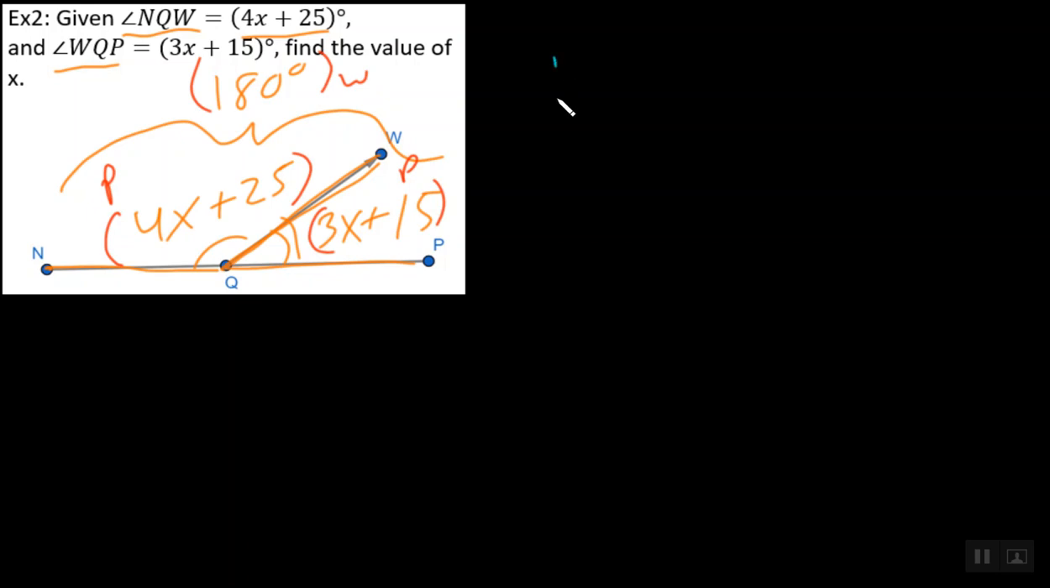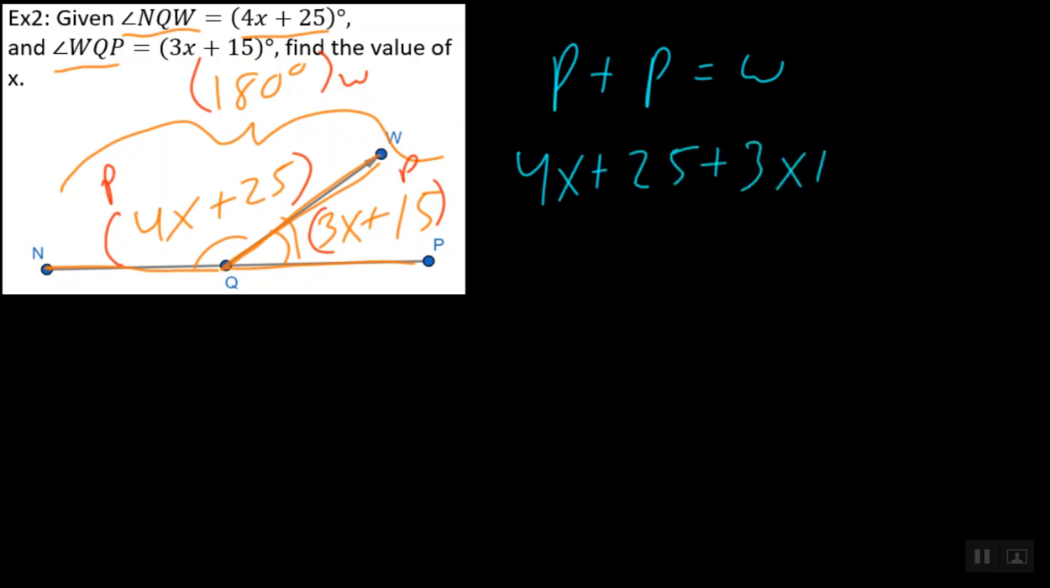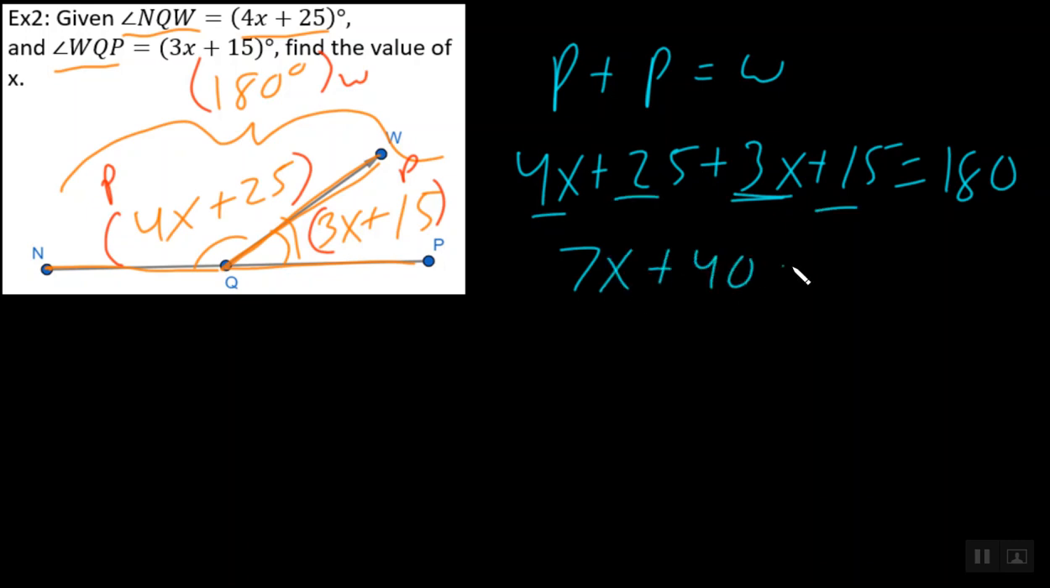So let's go ahead and set up our equation. We know that part plus part equals the whole, or in this case, 4x plus 25 plus 3x plus 15 equals 180. Now let's go ahead and do a little combining like terms. So I know 4x plus 3x will of course be 7x, and 25 plus 15 will give me 40. Sometimes I get ahead of myself, it happens.